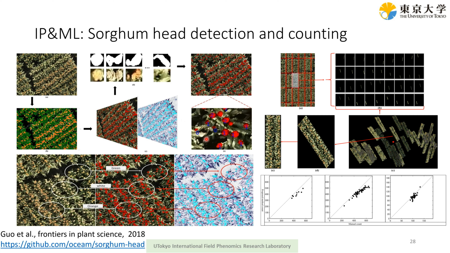As you can see here, there are some small numbers which are not easy to see, but you can tell how many heads are inside the candidate regions of the pictures. And also you can see the model is very robust to all the different varieties of sorghum over here.